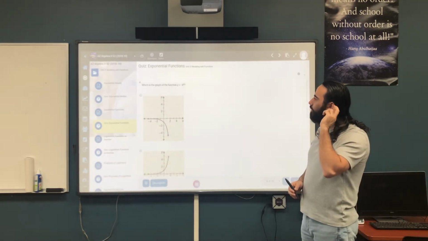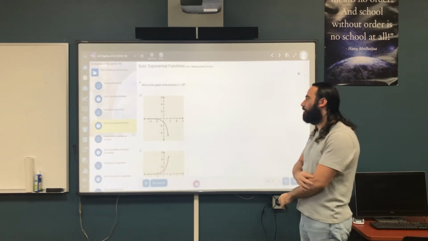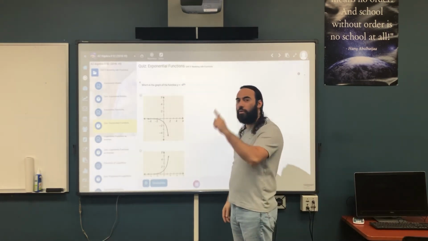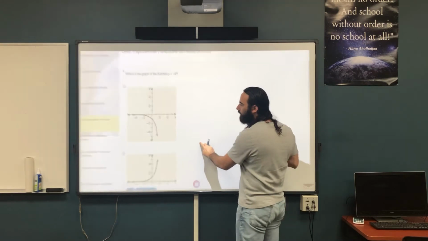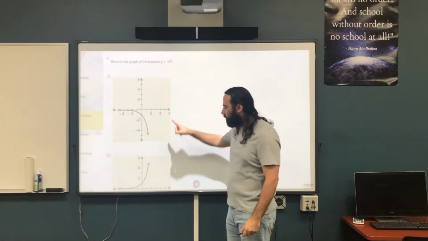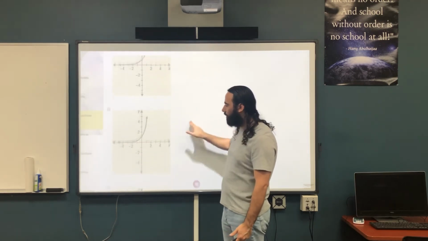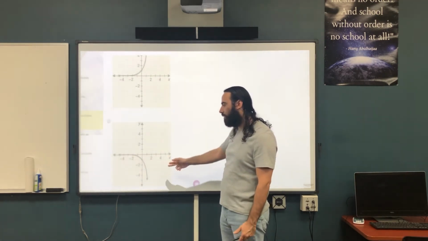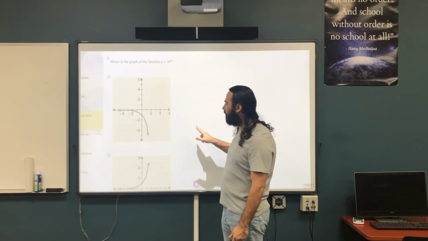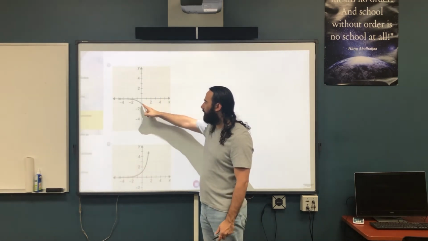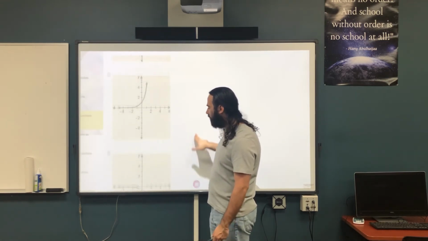Which is the graph of the function y equals negative 4 to the power of x? Again, guys, negative 4 means that the graph is going downwards. So it could be the first graph, the second no, the third is no, or the fourth. So the third or the fourth. As you can see, both of them have the y-intercept of negative 1.